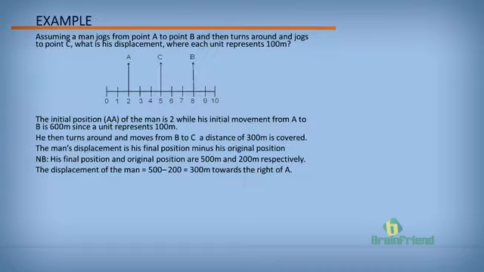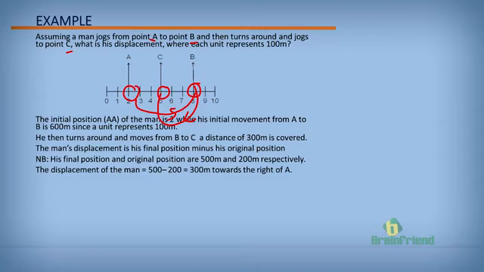Now, another example to illustrate displacement. Assuming a man jogs from point A to point B and then turns around and jogs back to point C, what is his displacement where each unit represents 100 meters? So he started from this point, point A, went all the way in this direction to point B, and then for whatsoever reason he decides to turn back to point C in this direction. Now the question is, what is his displacement?